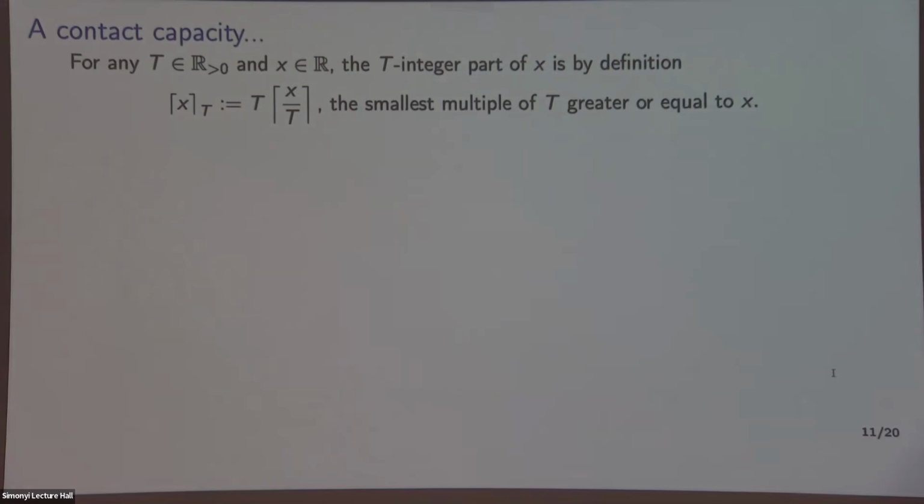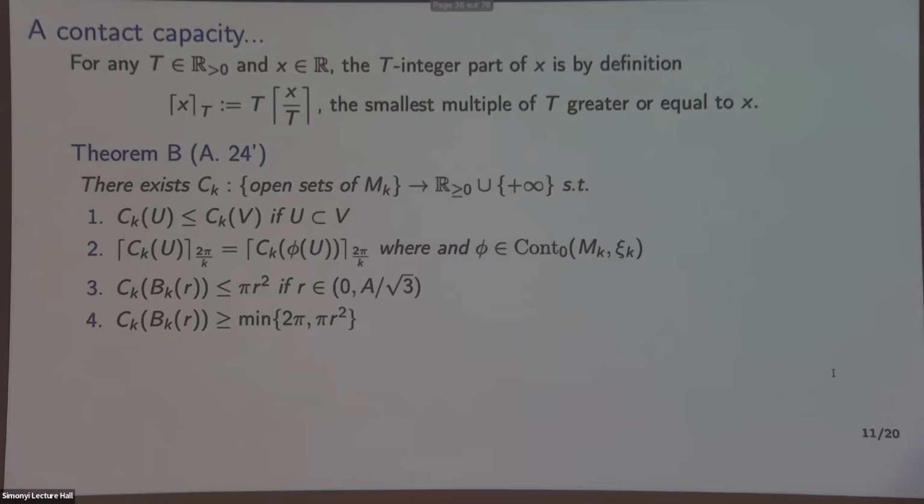To prove this theorem A, I will construct a contact capacity, and just some notation. I will say that the T integer part of a number X is the smallest multiple of T which is greater or equal to X. Okay, this is some notation. And then the contact capacity is the following. There exists a map, this is what I call the contact capacity, that associates to open sets of M_k a real number.